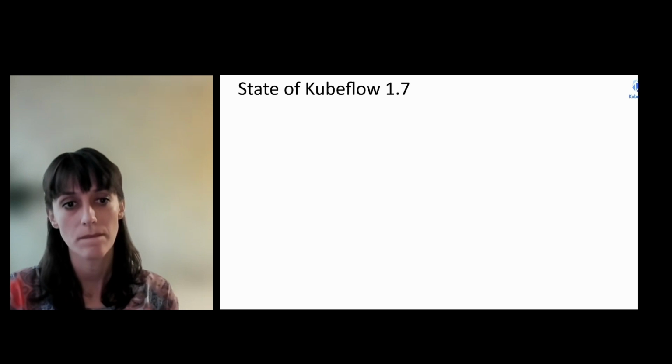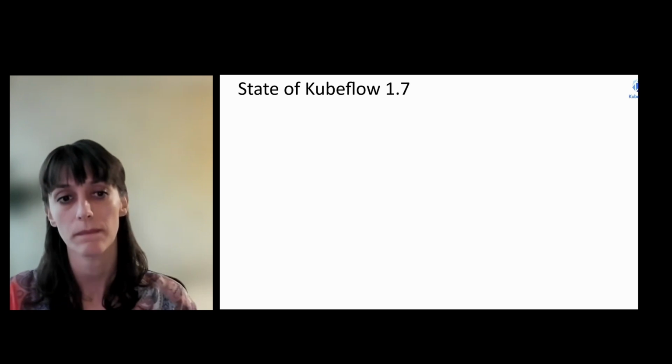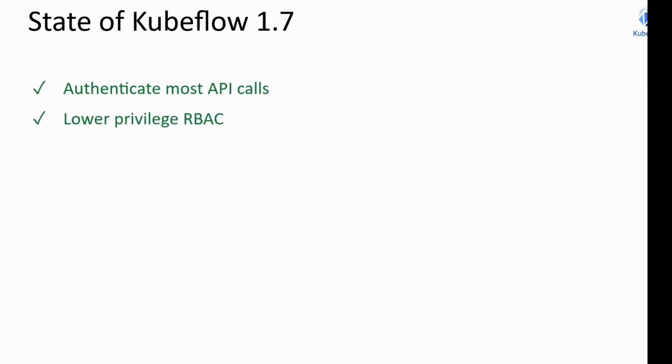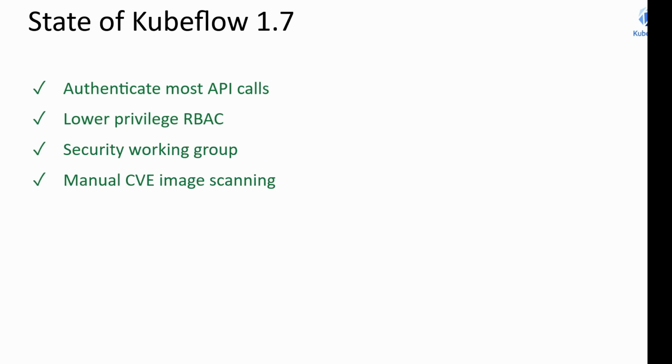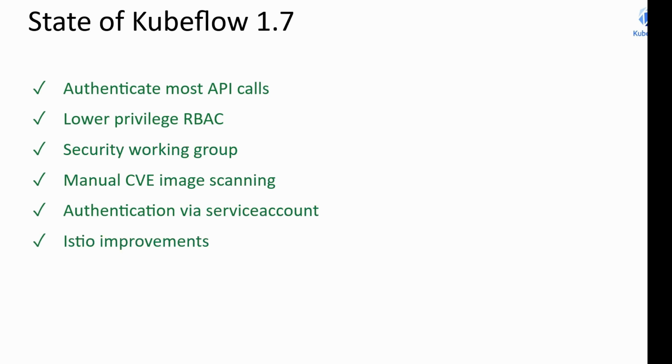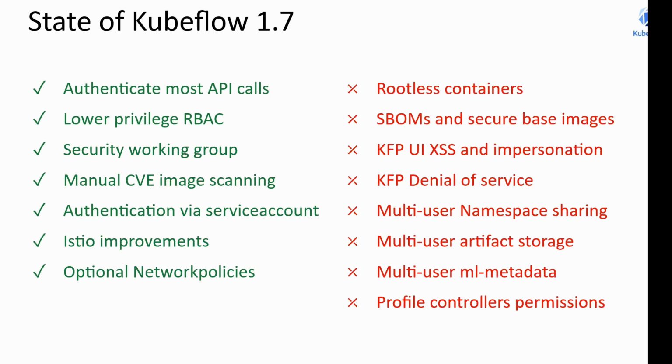So to sum up our presentation, let's compare 1.7 and 1.8 regarding the security state. In 1.7, most API calls are already authenticated, and we have lower privilege RBAC, the security working group, CVE image scanning, although not yet fully automated, authentication via service account, Istio improvements and security fixes, as well as the optional network policies. But there are also a lot of outstanding issues, as you can see on the right-hand side.